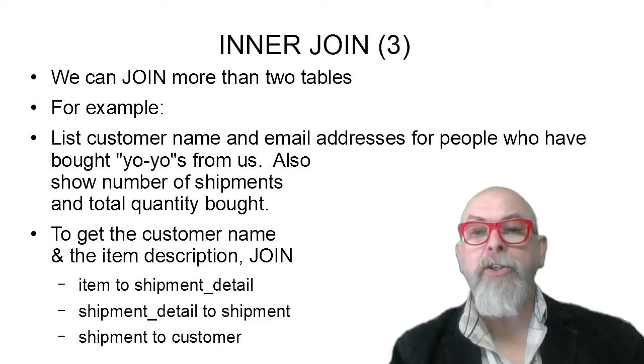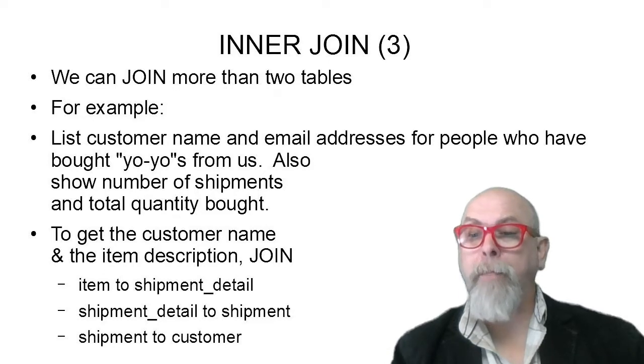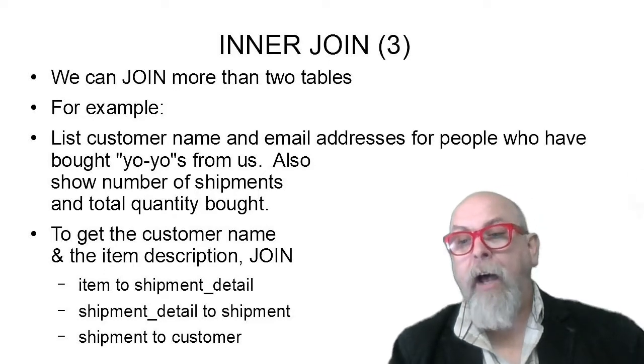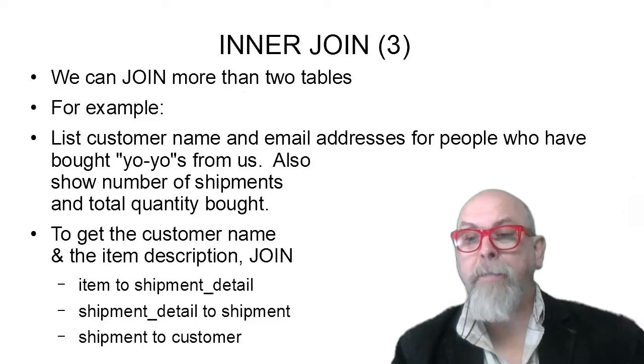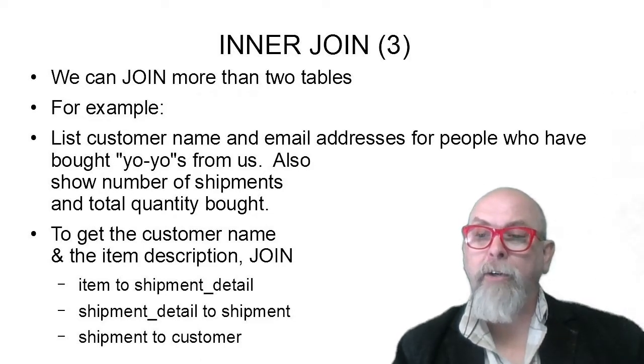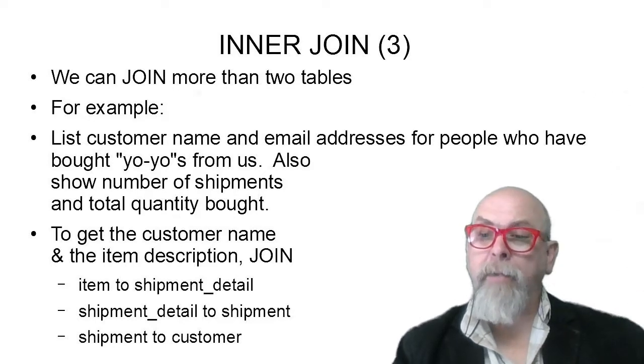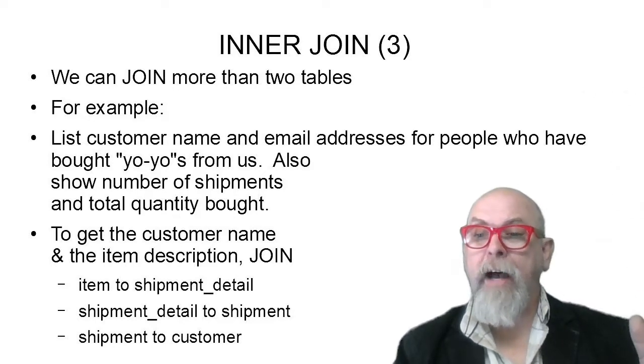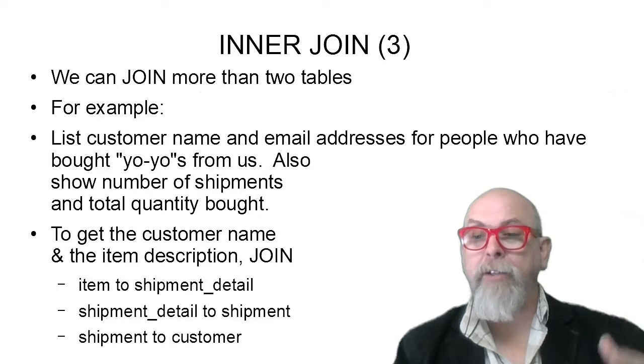Also, they want to show the number of shipments that was sent to them and the total quantity of yo-yos purchased. That's a very common kind of question that you would expect management or purchasing or someone like that to ask in a business. If you go back to the entity relationship diagram at the beginning of this presentation, you'll remember that customer is connected to shipment by a primary key foreign key relationship.